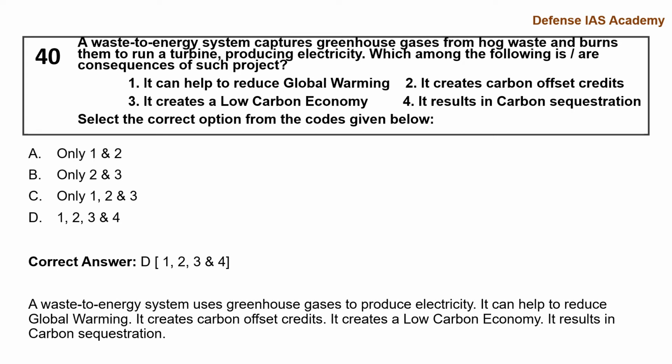A waste to energy system uses greenhouse gases to produce electricity. It can help to reduce global warming. It creates carbon offset credits. It creates a low carbon economy. It results in carbon sequestration.